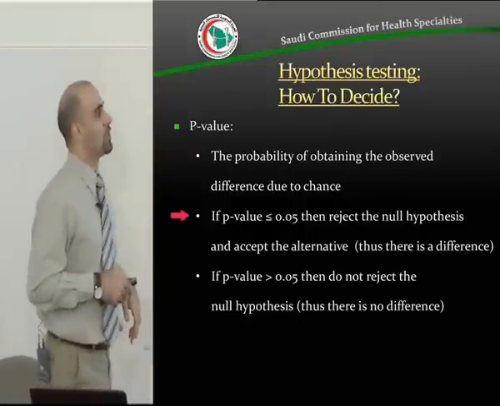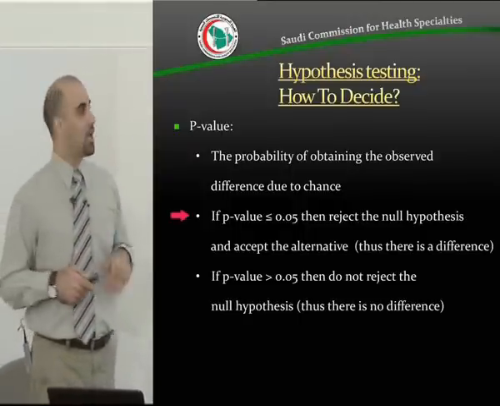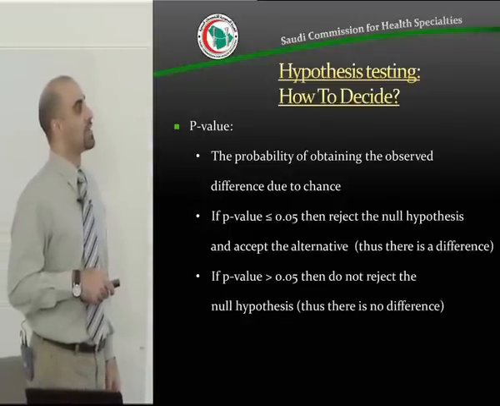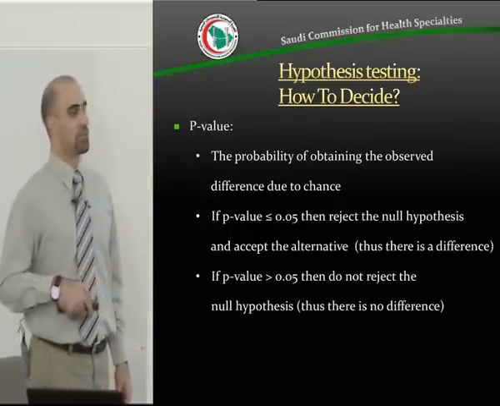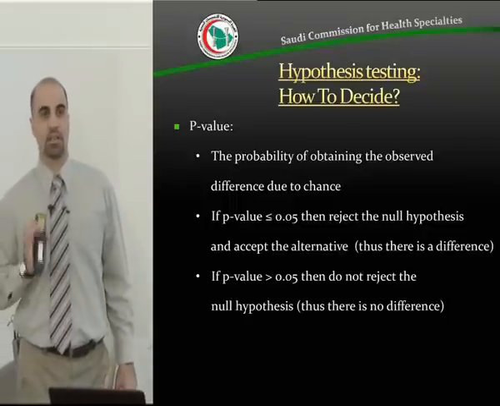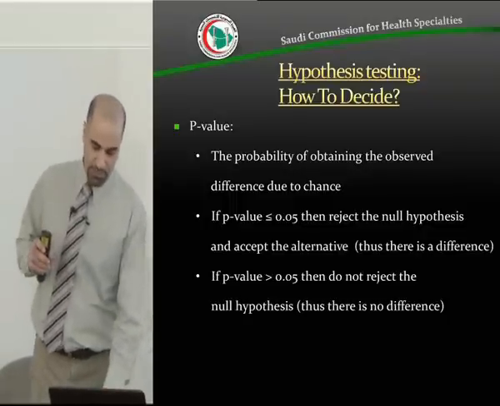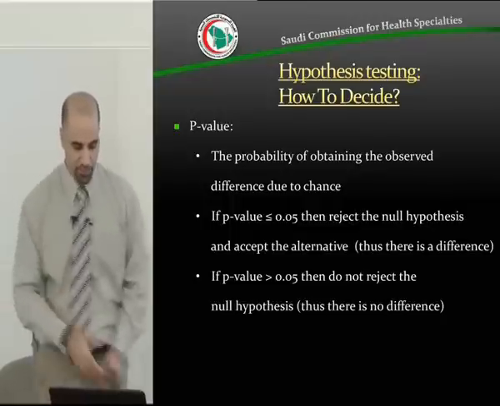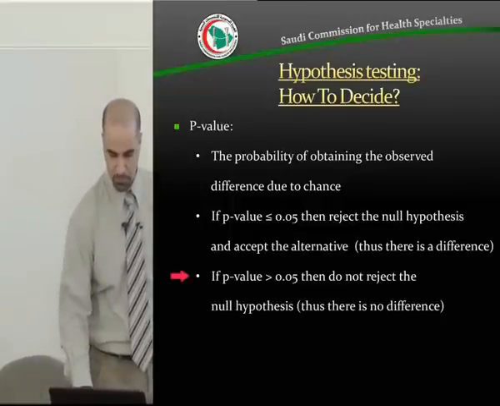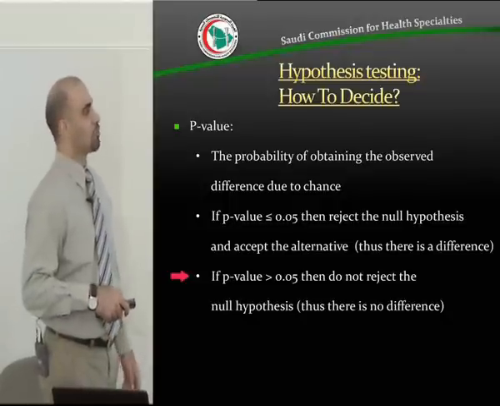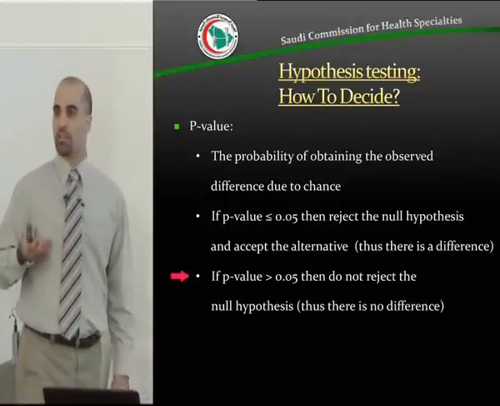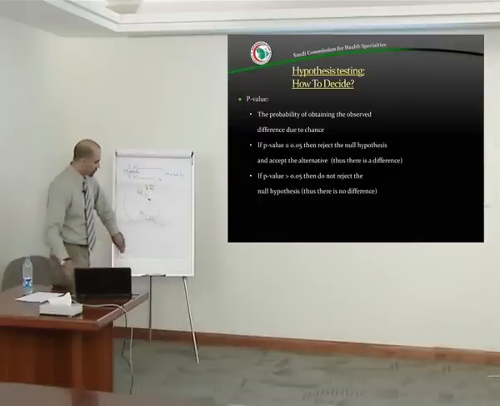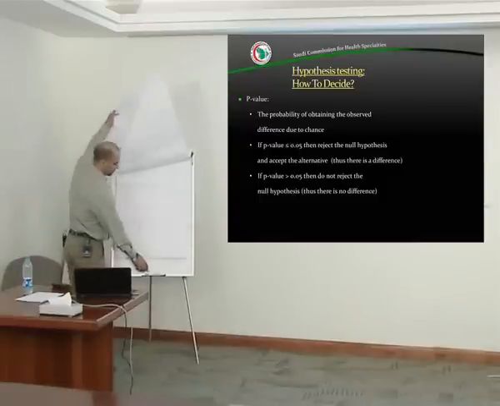So the p-value, if it is less than 5%, I would say that I do not accept the null, I reject the null hypothesis, and I accept the alternative, saying there is an association. But if the p-value is more than 0.05, then I do not reject the null. To be able to give it to you in an illustration, I will give the following.